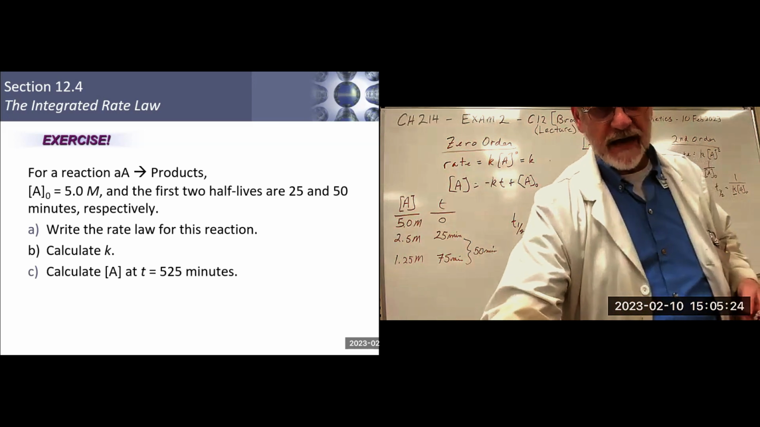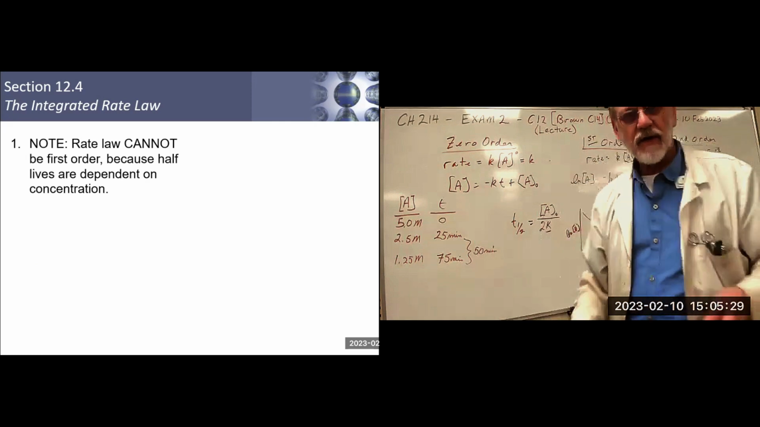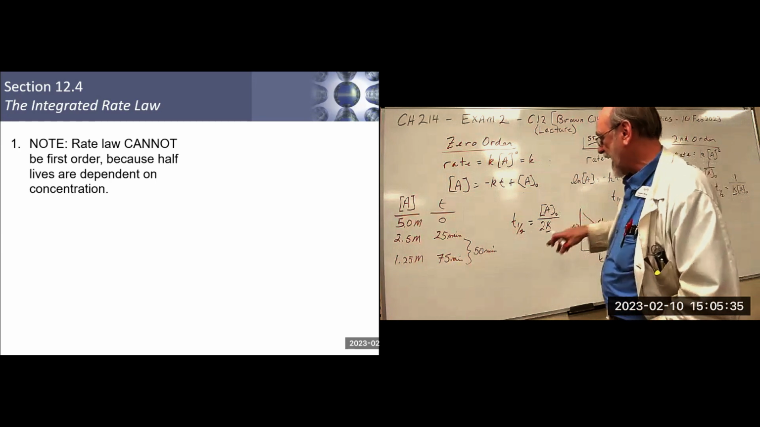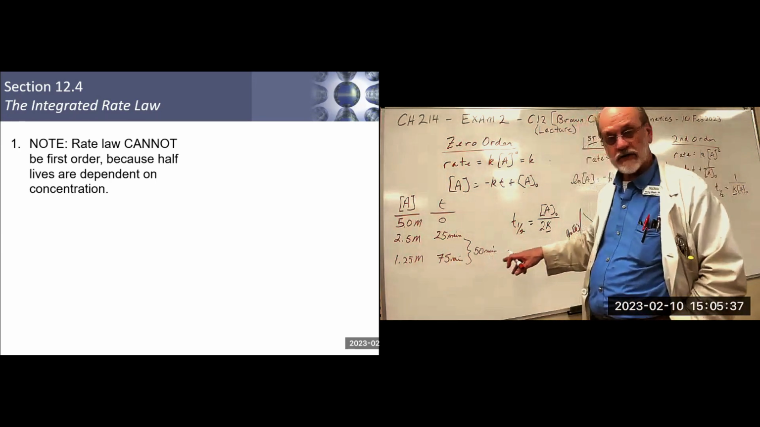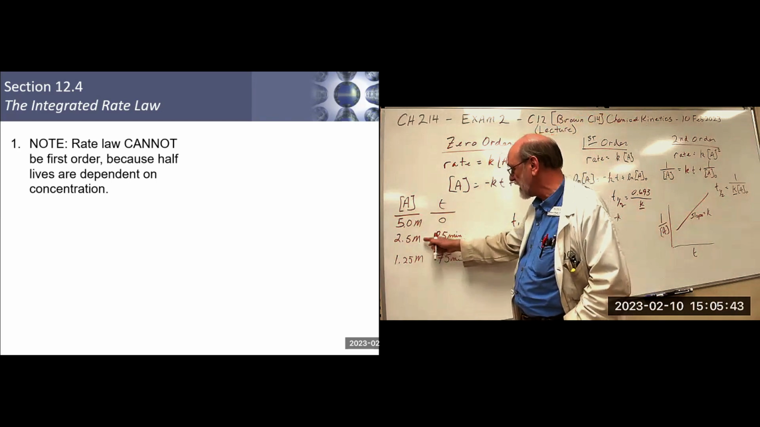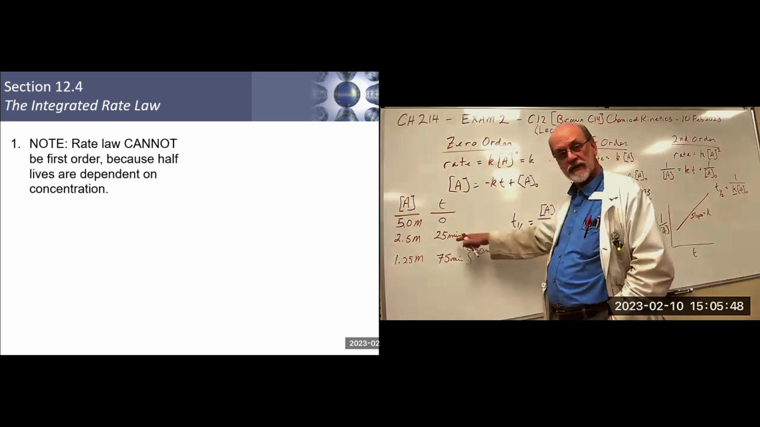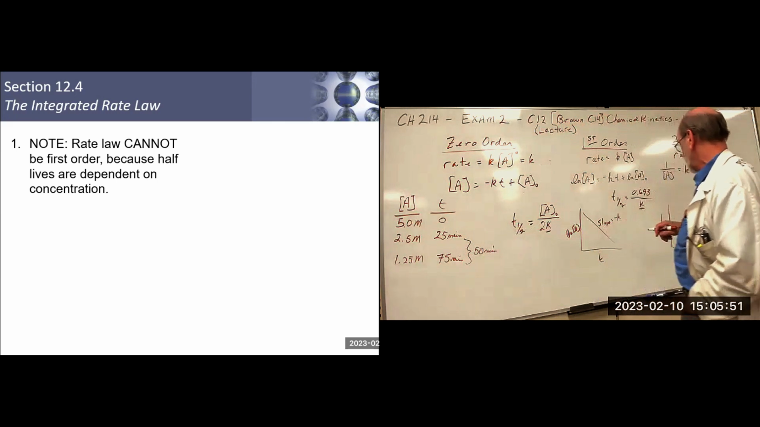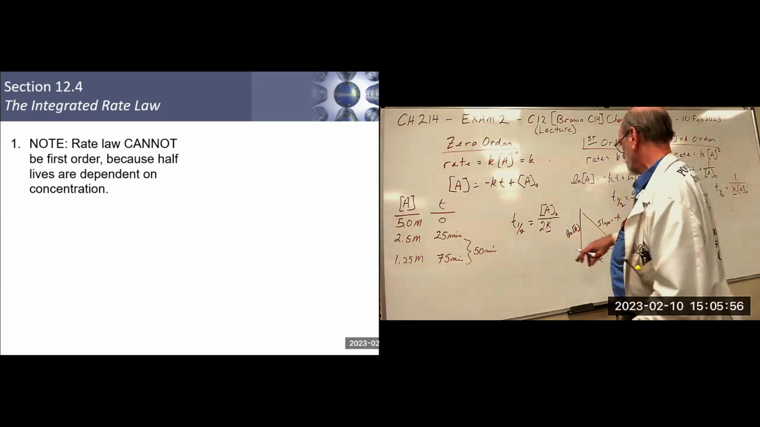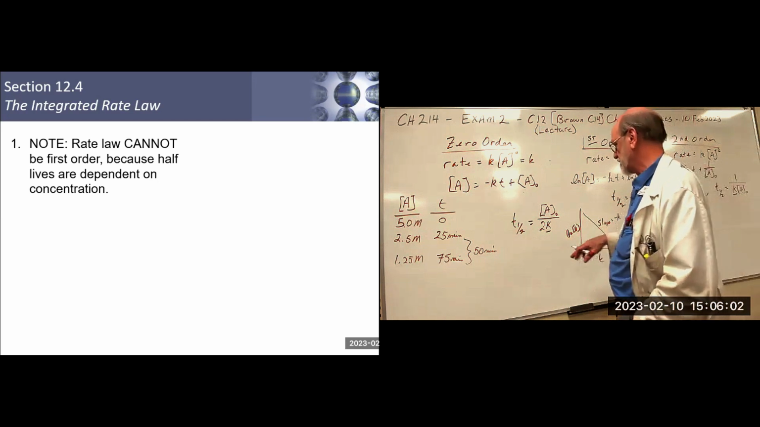And I think that's on the slides. Let me see if that's on the slides. All right. Notice, first of all, that the half-life depends on the concentration. The concentration is different here than it was there. The first half-life is 25 minutes. With the changing concentration, we get a different half-life, right? 50 minutes instead of 25. That means that it cannot be first order, right? Because the half-lives are dependent on concentration.